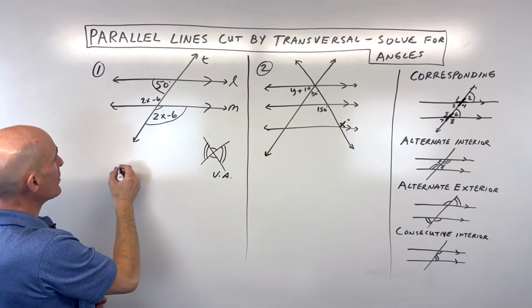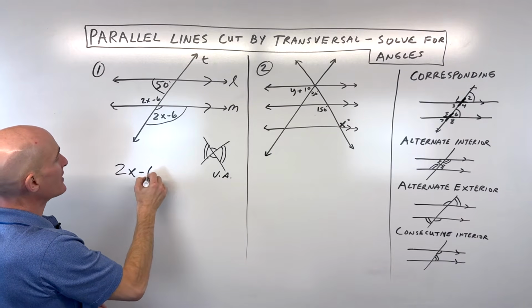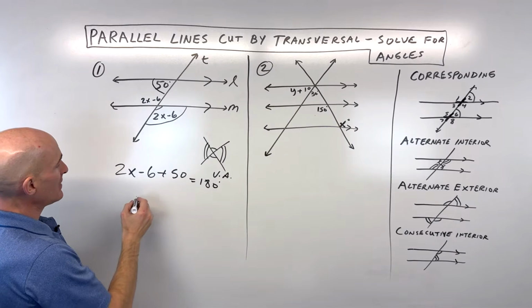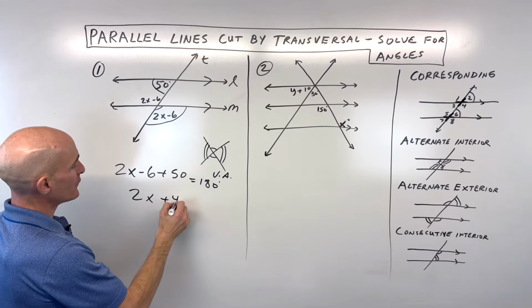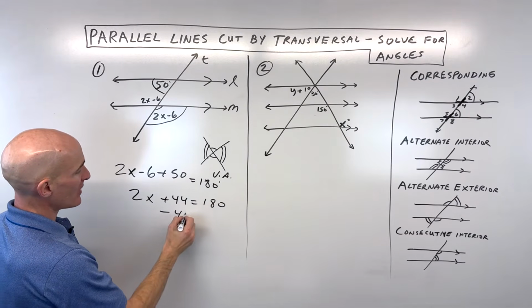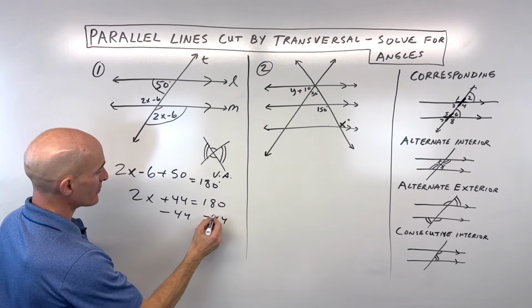So I can write a little equation. I can say 2x minus 6 plus 50 is equal to 180. So that's 2x plus 44 is equal to 180. I can subtract 44, so just a little bit of algebra here, right?